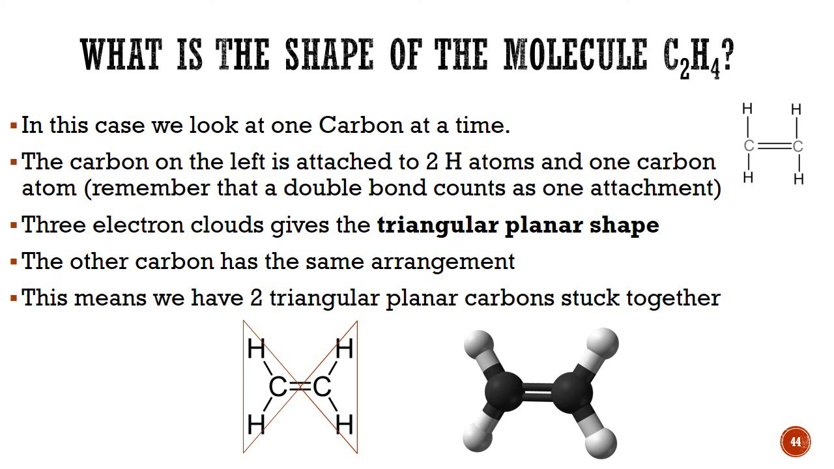Well, if we stick 2 triangular planars together, you can look on the bottom. It sort of looks like a little butterfly. The one carbon is a triangle, and the other carbon is a triangle, and they're stuck together, and so we have 2 triangular planars stuck together.